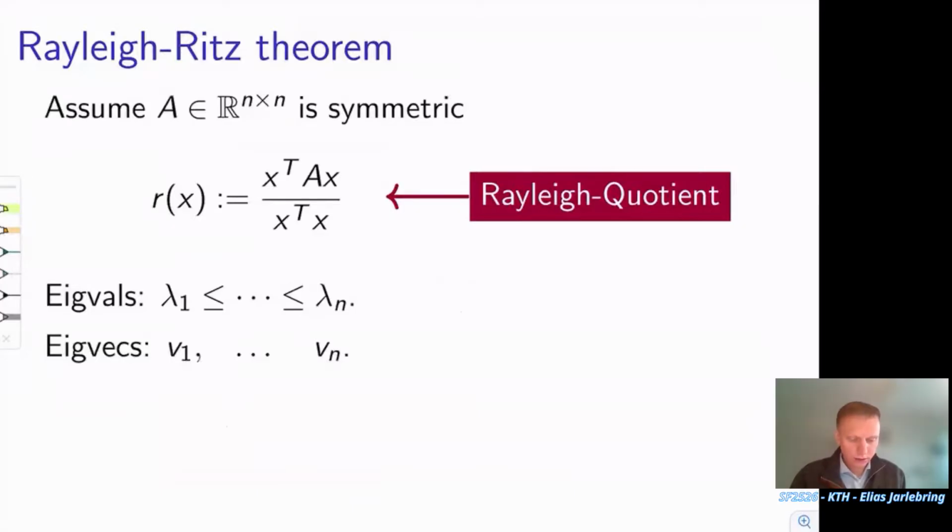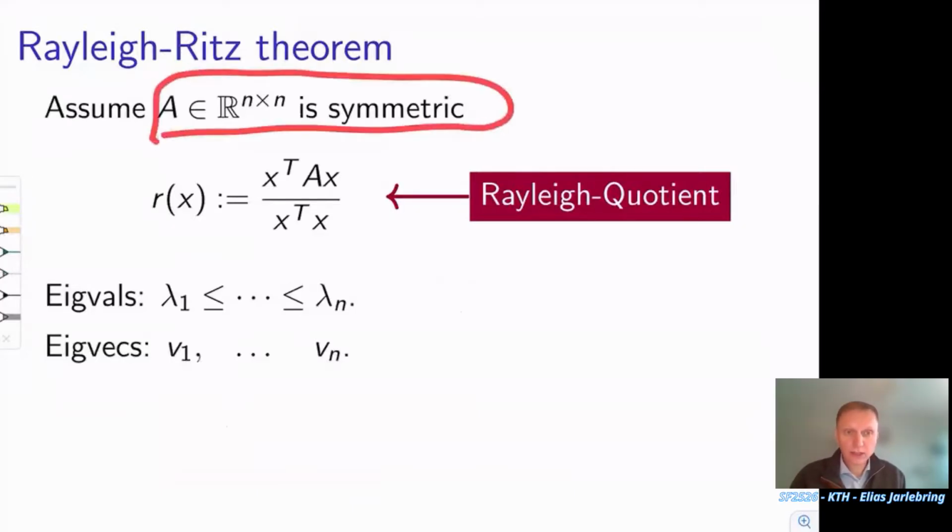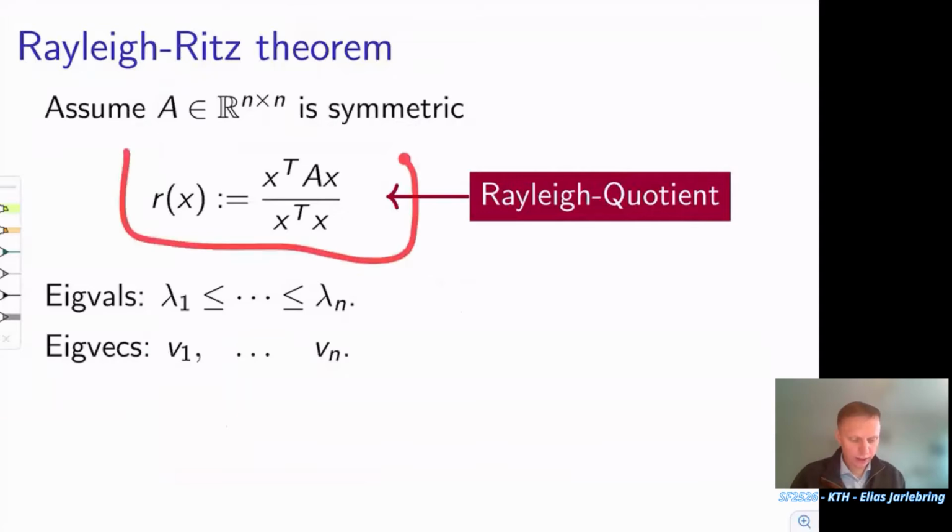This video is about the Rayleigh-Ritz theorem, which involves a quantity called the Rayleigh quotient. So we assume we have a symmetric matrix. The Rayleigh quotient is just defined as this quantity where you have your A matrix and you multiply it from the left and right with x transpose, x, and then you divide it by x transpose x.